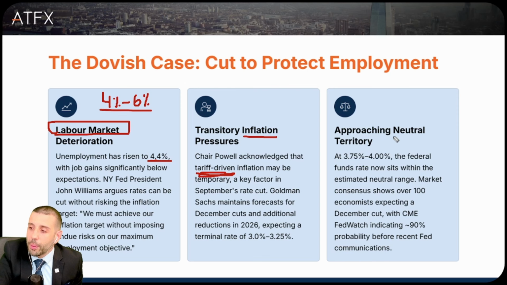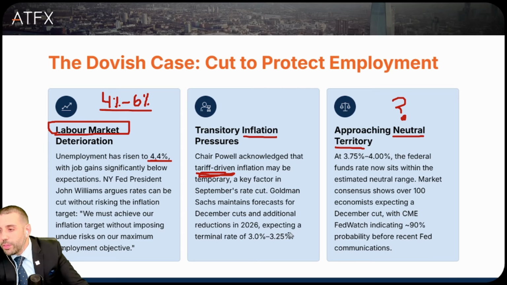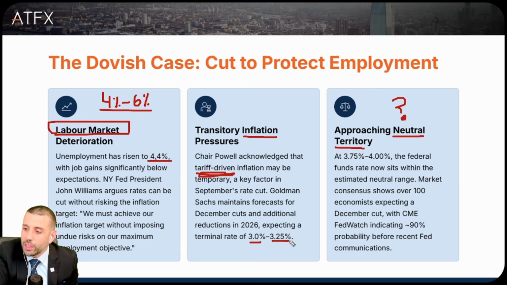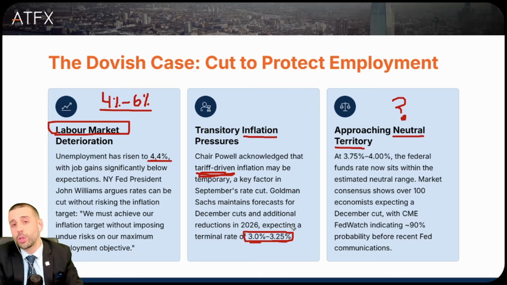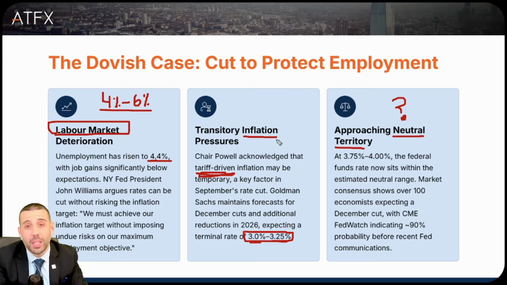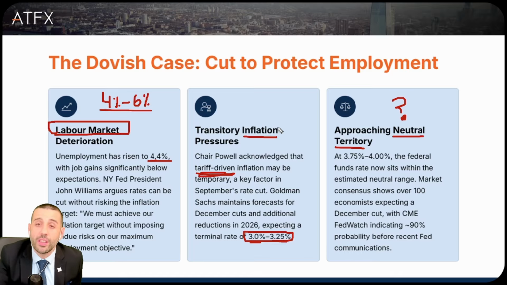And the third, approaching neutral territory. Only God knows where the neutral interest rate is. It's a kind of mystery. We don't know if it could be 3.75%, 3%, 3.25%. Who knows what is the interest rate that causes neutrality. Neutrality means the interest rate that is not causing depression in the economy, but neither feeding inflation.